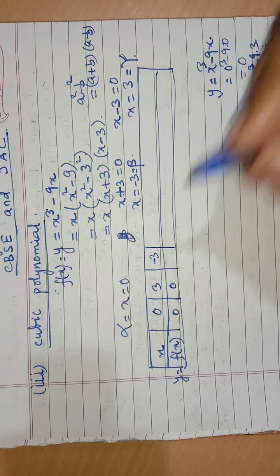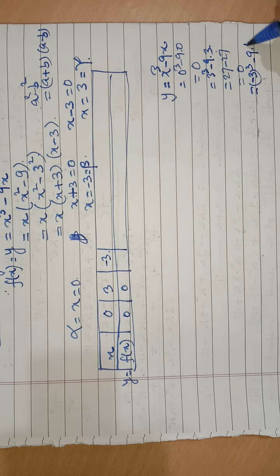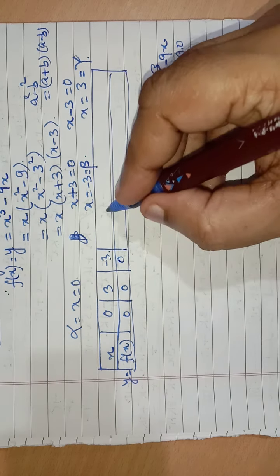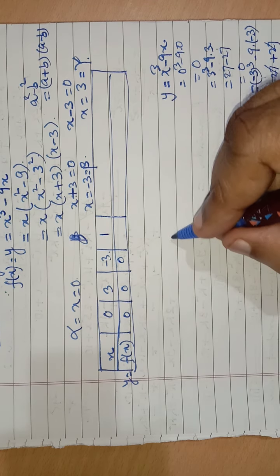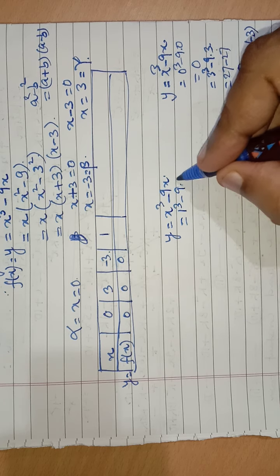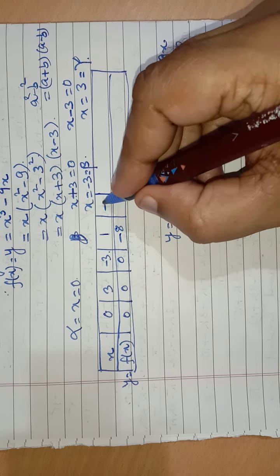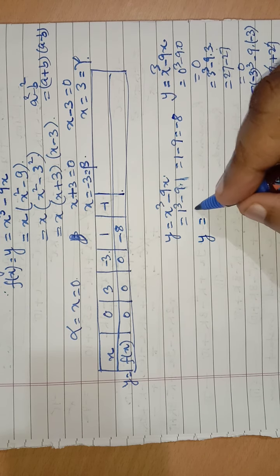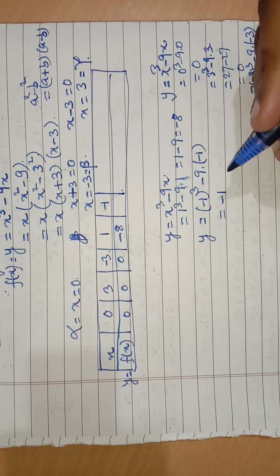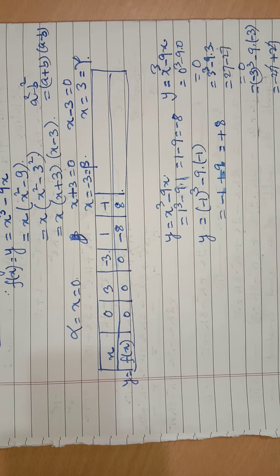If we take minus 3, again we are getting minus 3 whole cube and minus 9 into minus 3, so it is minus 27 plus 27, coming again 0. If you take any other value, suppose I am taking 1. So y is equal to x cube minus 9x, so 1 cube minus 9 into 1, so 1 minus 9, it is equal to minus 8. If we take minus 1, so minus 1 whole cube, then minus 9 into minus 1. Minus 1 cube is equal to minus 1, and then it is plus 9, so it is plus 8. Now from these 5 values we will draw a graph.